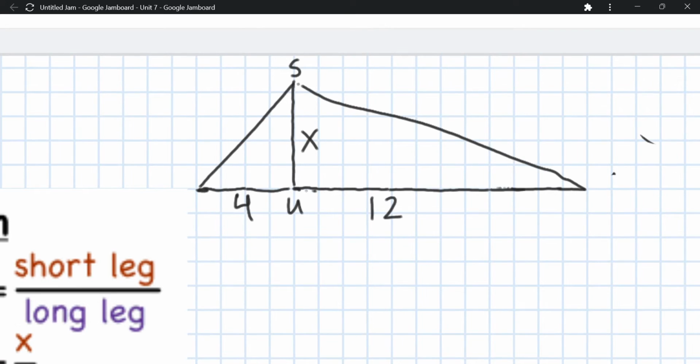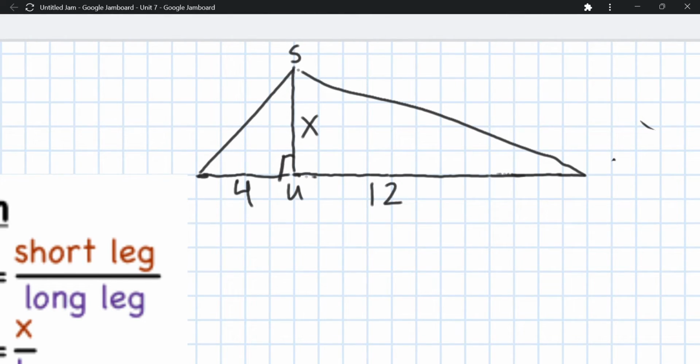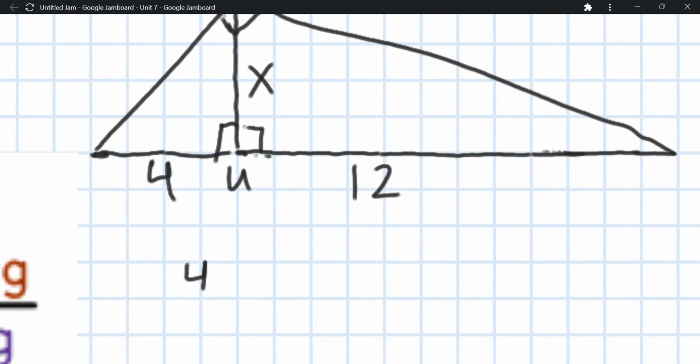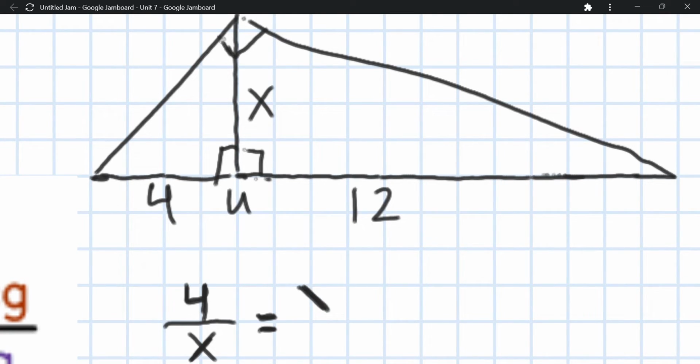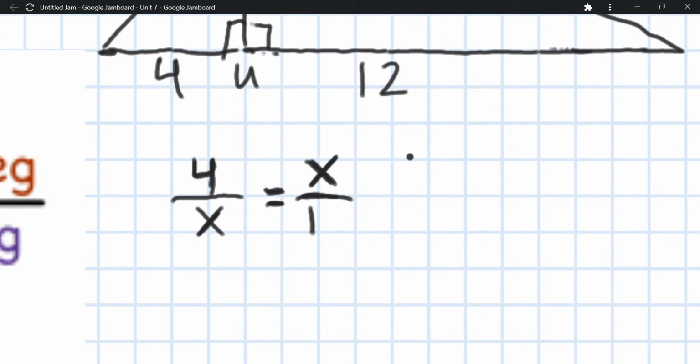So all I know is that these things are similar, right? This is a right triangle here. That's a right triangle in there. That's a right triangle in the medium-sized one, okay? So I can make this proportion. I can say that my 4 from my smallest triangle is proportional to its long side, which is x, the same way as the short side in the medium triangle, which would be x, is to its long side, which is 12.